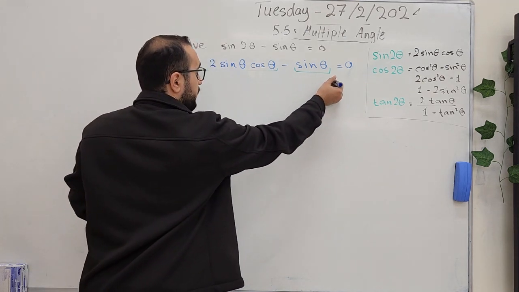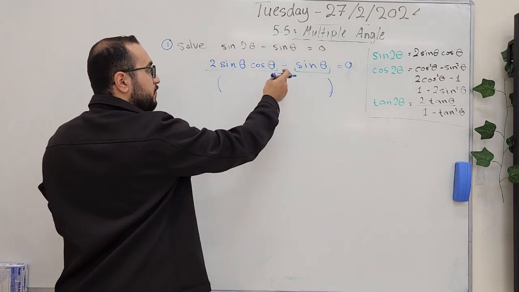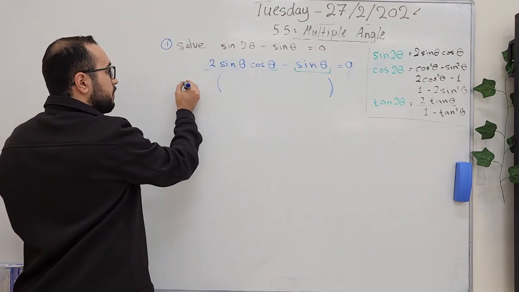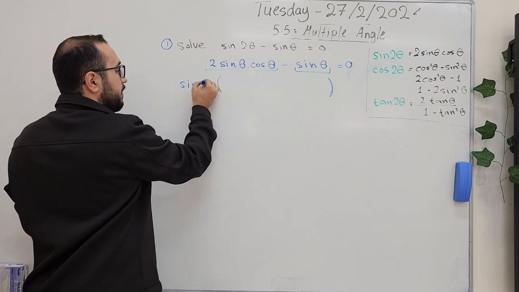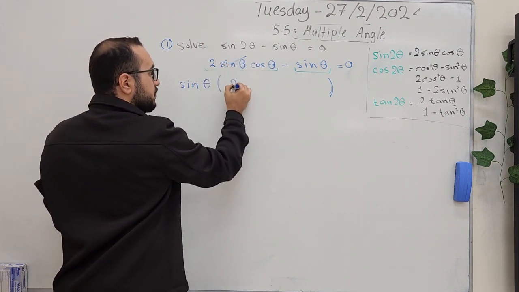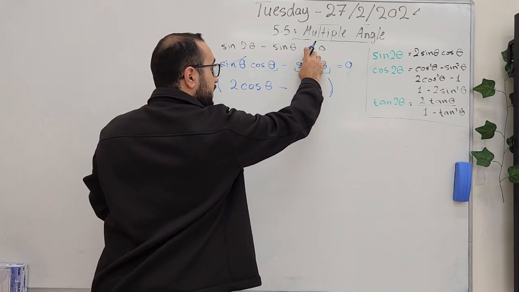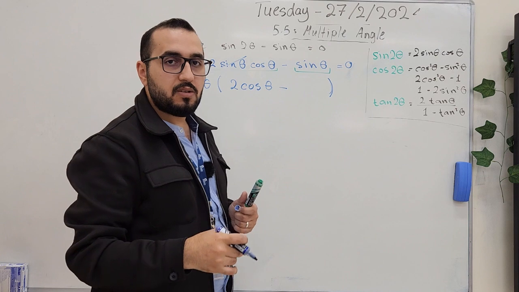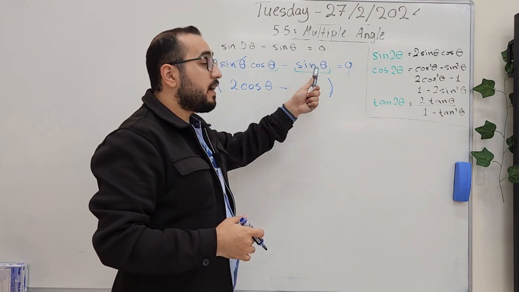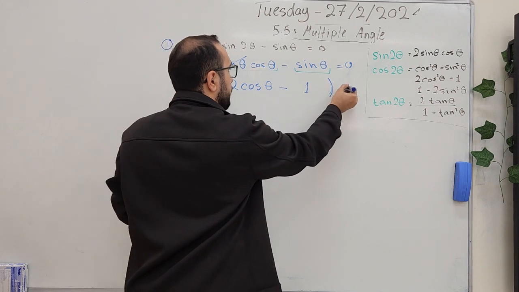So first open a bracket, okay. In this bracket, you have to take the sine. So if I take sine theta from this side and take it outside, what remains? 2 cosine theta minus. When I take the sine from the second part, don't tell me it's 0 or nothing. When you take the sine, always you have to replace it with 1. Okay? With 1.